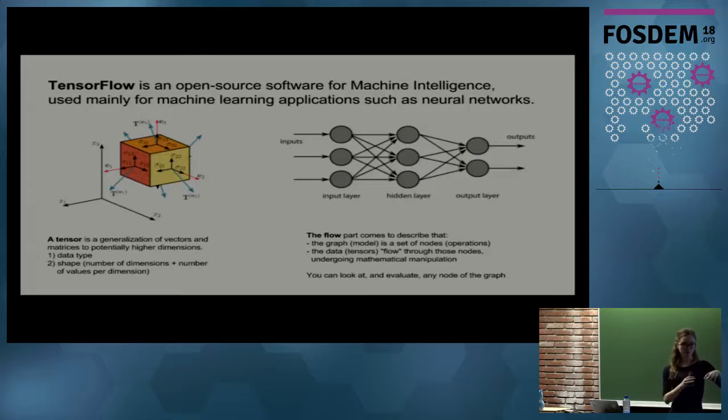And you can evaluate the value of the computation at any node, and you obviously also have an output. This is essentially neural networks in 20 seconds, half a minute, and this is also what TensorFlow does.